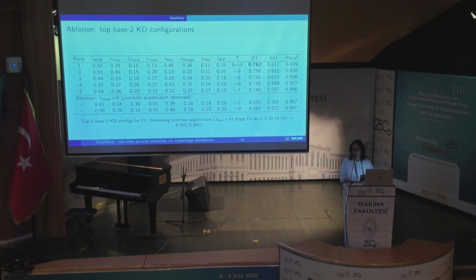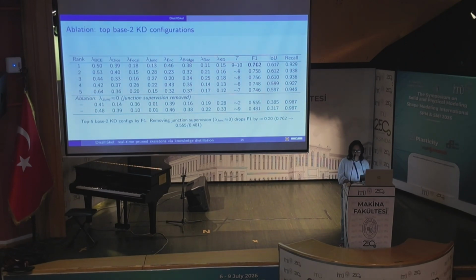So this is the ablation study done on the different configurations and also on the distillation configuration. We vary the distillation weight and also the temperature. An important thing to note is that removing the junction preservation loss results in a dropping of F1 score from 0.762 to 0.55, showing that the junction loss is indeed contributing to the accuracy.